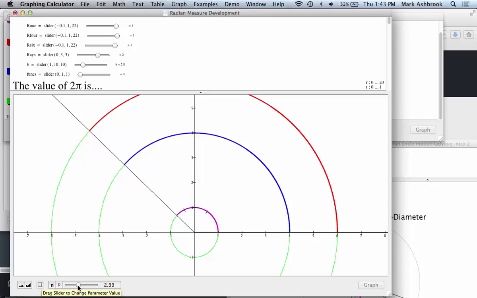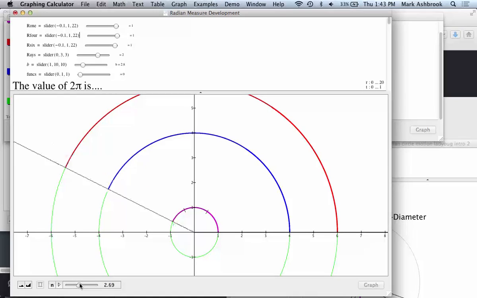Here I've got an angle that cuts off 2.4 radius lengths. This angle cuts off 2.4 radius lengths in any circle. What's the angle measure? The angle that I'm showing here cuts off 2.4 radius lengths no matter what circle you look at. So what's the angle measure in radians? 2.4 radians, right?